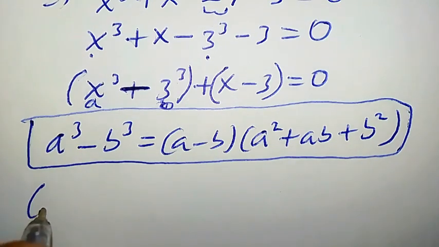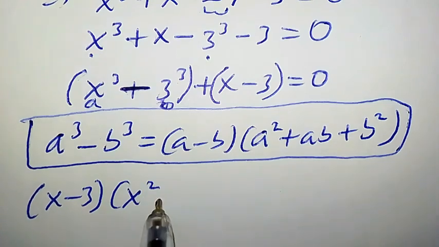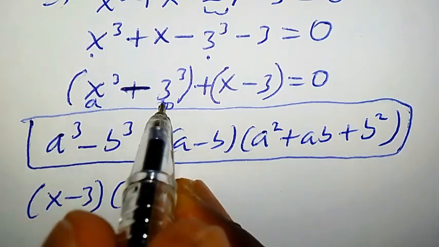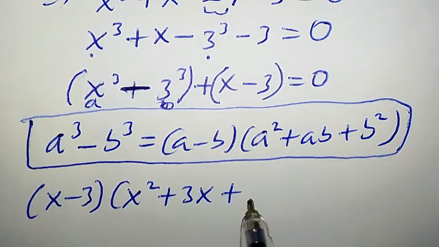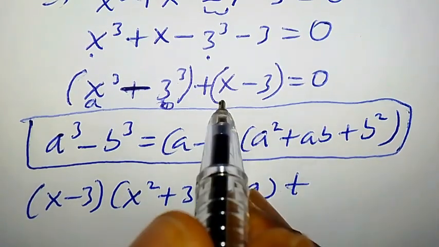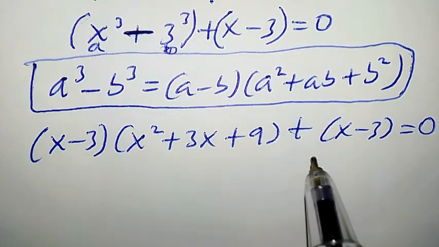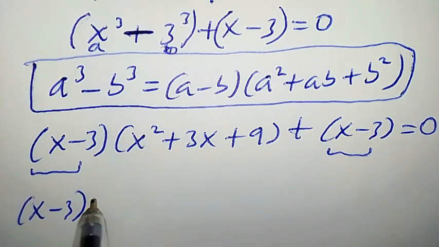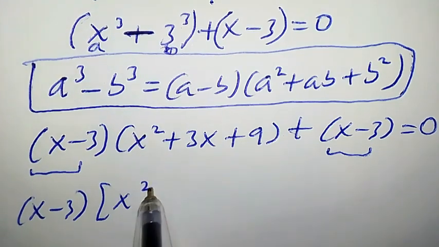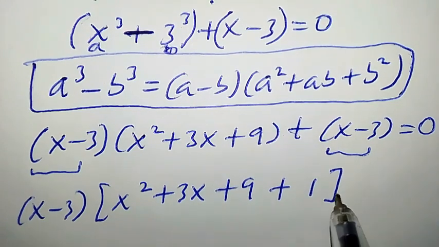Doing that, we have x minus 3 times a squared, which is x to the power of 2, plus ab, that is x times 3, that is 3x, plus b squared, that is 3 squared, that is 9, plus this term, x minus 3, everything equal to 0. You will observe that we have x minus 3 here, also we have x minus 3 here. We can factor it out. Doing that, we have x minus 3 into x to the power of 2 plus 3x plus 9 plus 1 equal to 0.